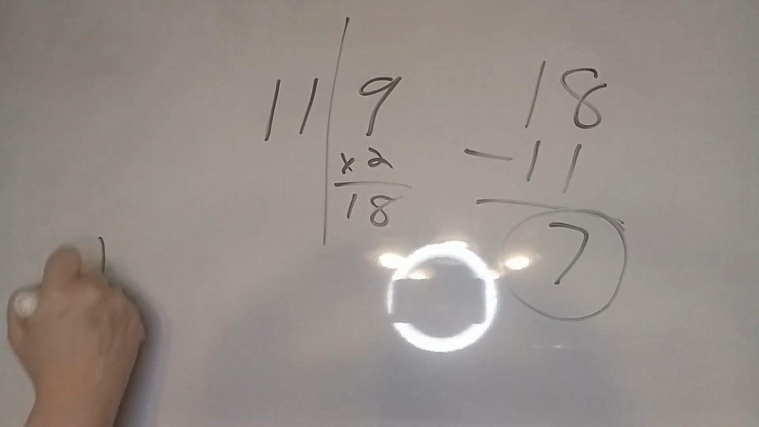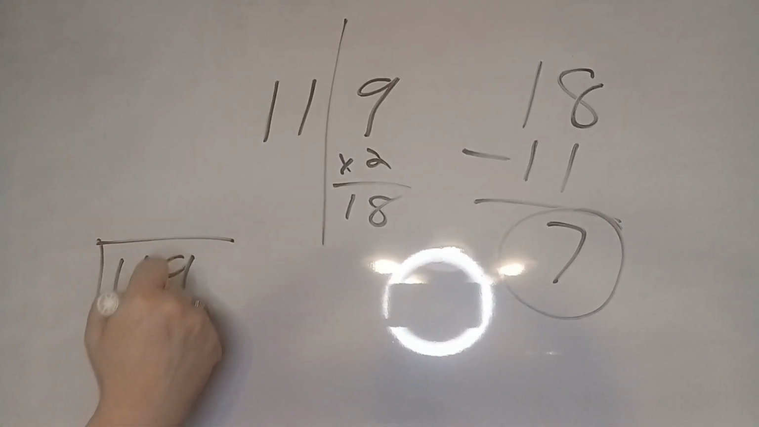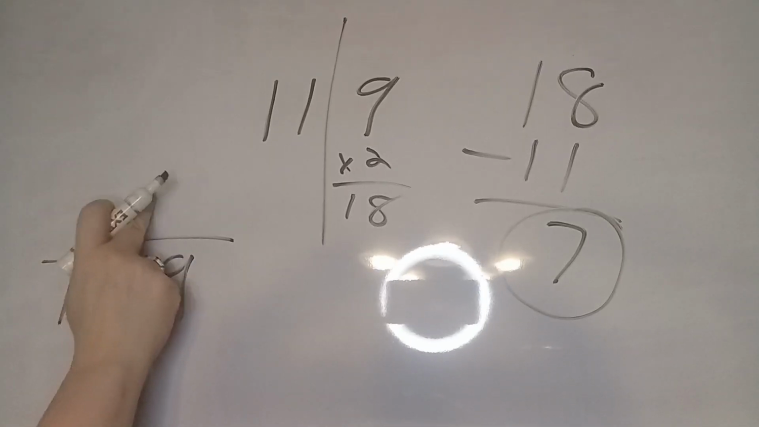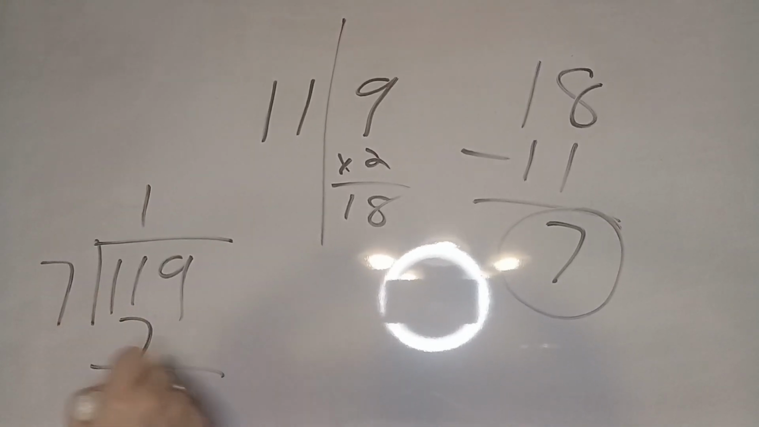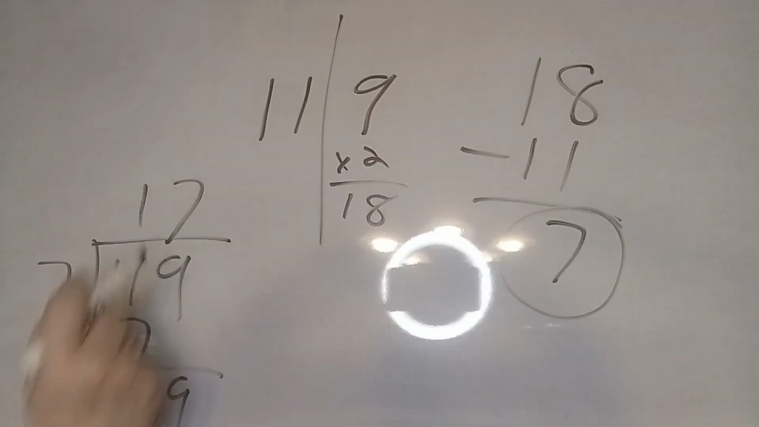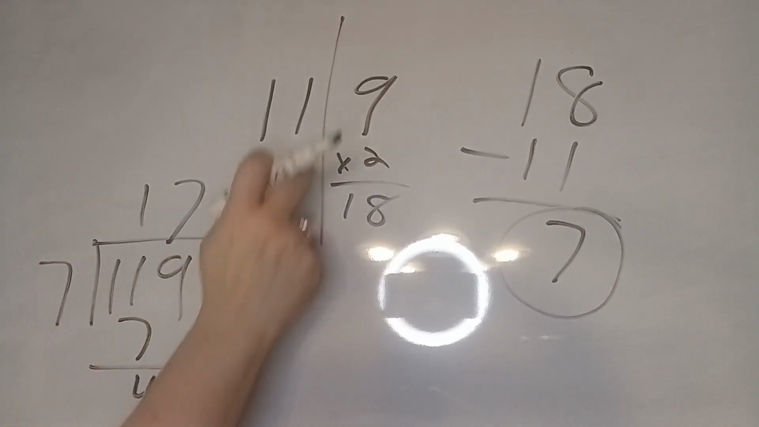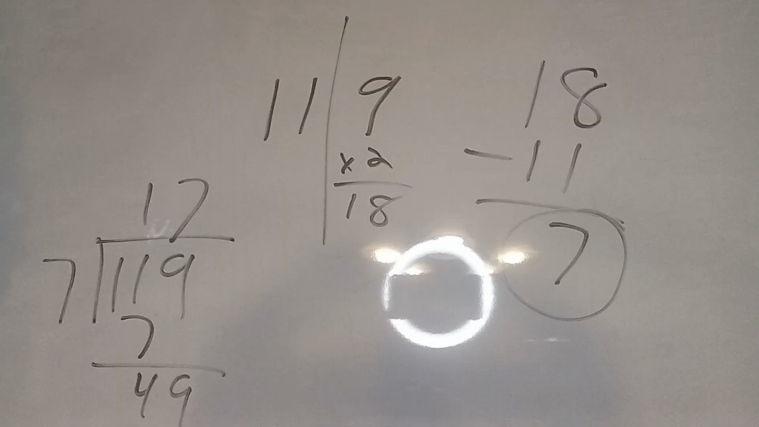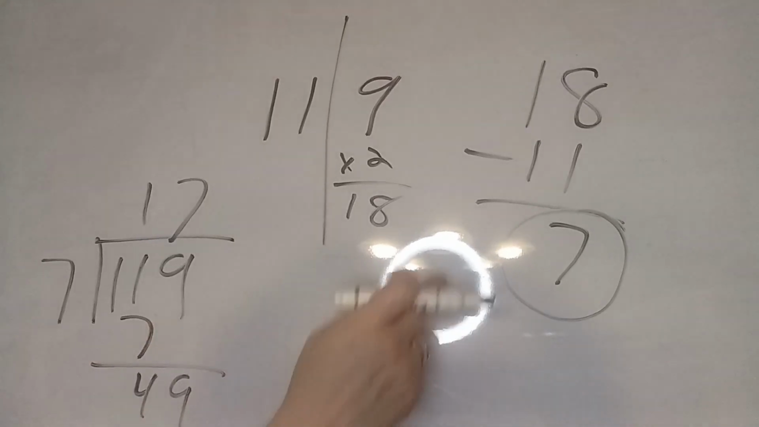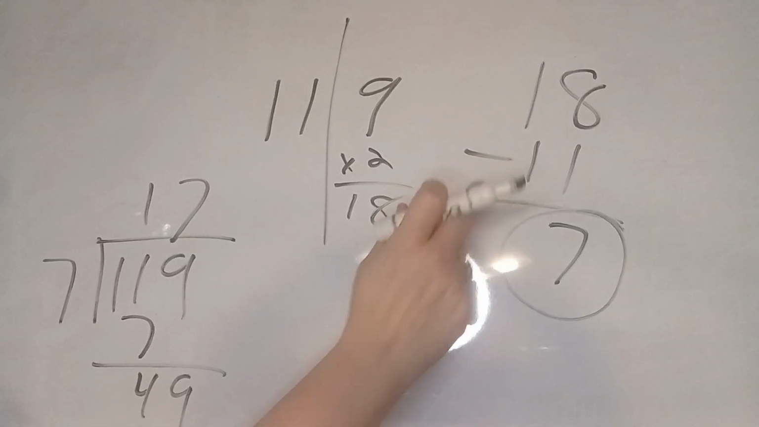So let's do that over here real quick. So 7 times 17 is 119. But we can tell that it was worth this effort because we could do this.